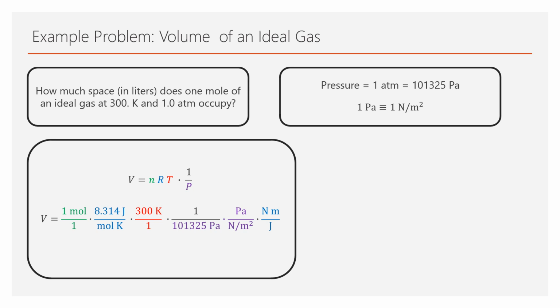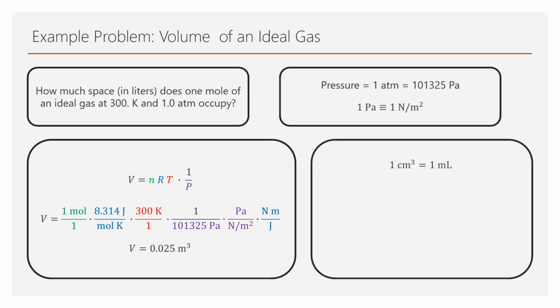When you do this, you can see that all of the units cancel except for cubic meters in the end, which makes sense because this is a measurement of volume. When all of the multiplication and division is done, we get that the volume is 0.025 cubic meters. The final step is to convert this into liters.